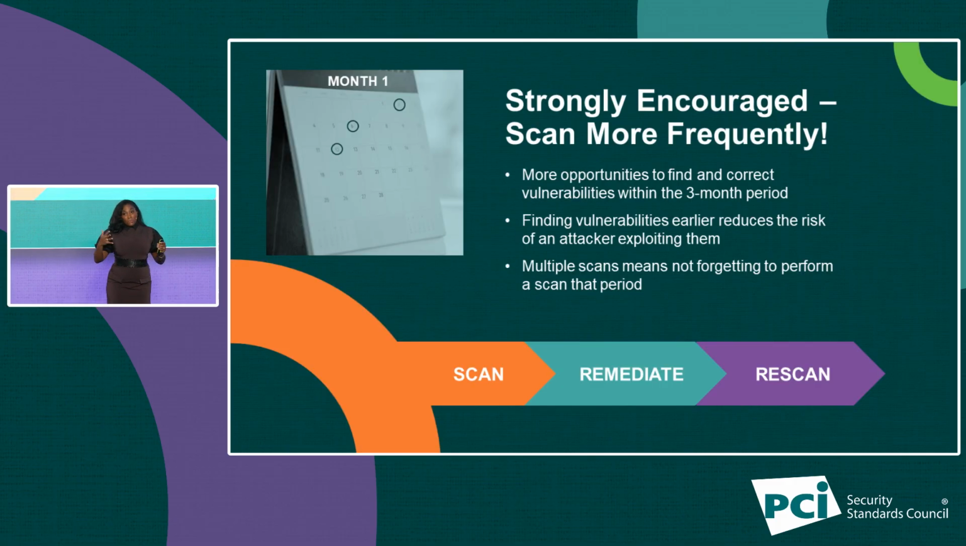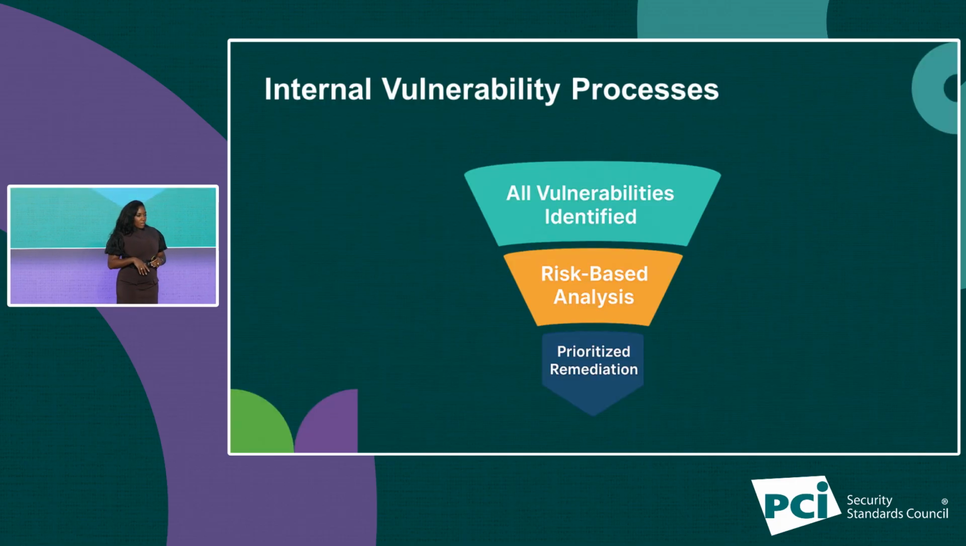So for scanning, the requirement is once every 3 months, but we recommend you scan as often as possible because there are so many benefits to being aware of your environment on a regular basis. It helps you lower your risks quicker, and you have more chances to catch and fix the issues. Fixing vulnerabilities often reduces the window by which threat actors can exploit them. So many entities scan their environments monthly or even weekly, and that increases their chances of having a passing scan within that 3-month period.